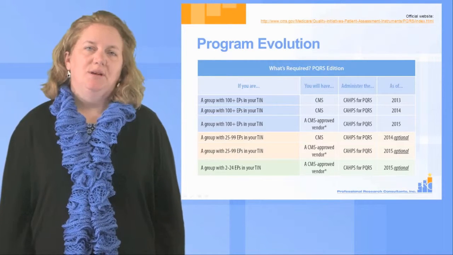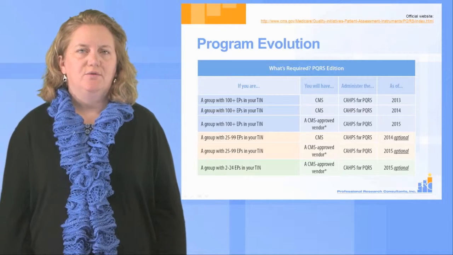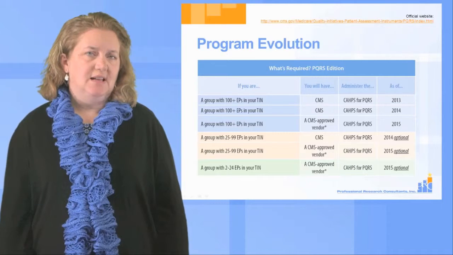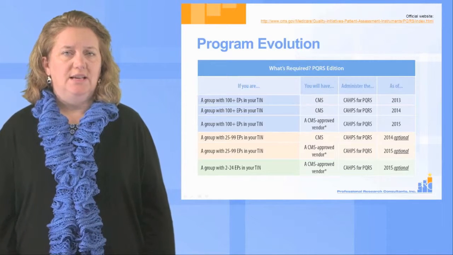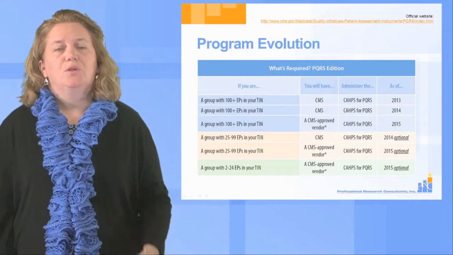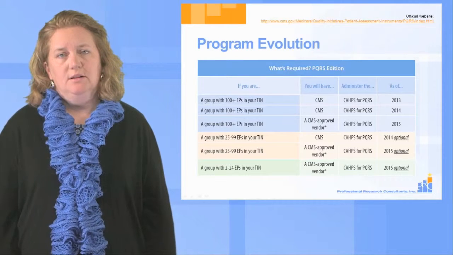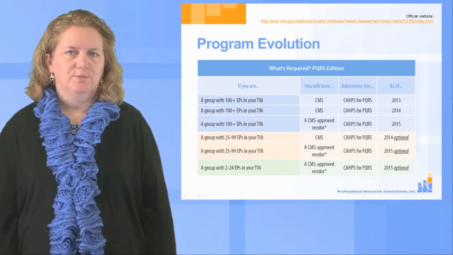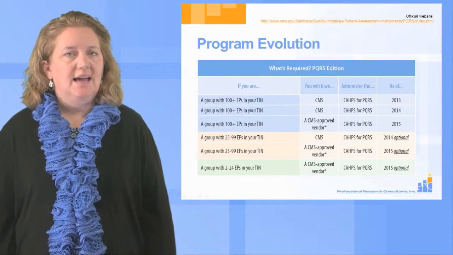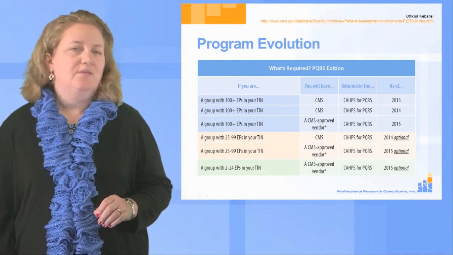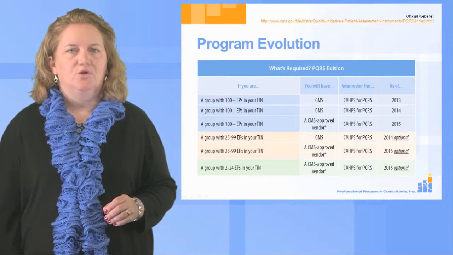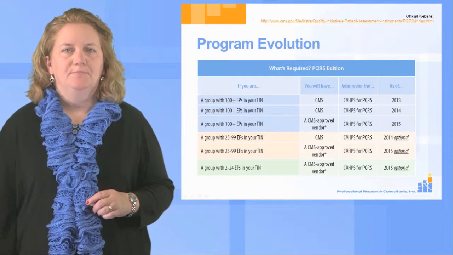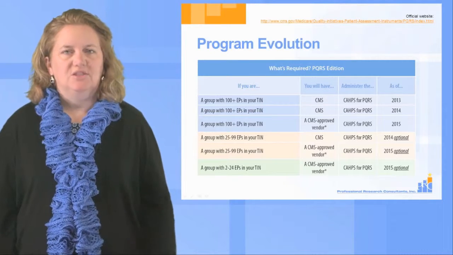The last segment to be incorporated are the groups with 2 to 24 eligible professionals. For these smallest groups, they may first exercise the option to administer the surveys in 2015, and if they do, they'll need to work with an approved vendor for that to happen. It doesn't appear at this time that CMS will administer a first year of data collection for these groups as they did for the larger groups. Again, 2015 will be optional. We have not seen yet when measurement will be required for the groups in the 2 to 24 range, or the groups in the 25 to 99 range for that matter. Chances are good that it will be within the next 2 to 4 years.